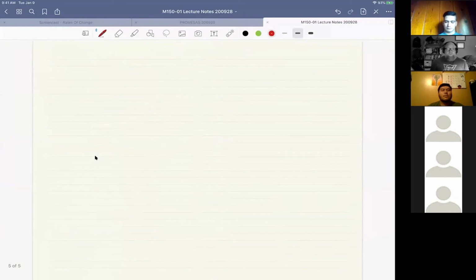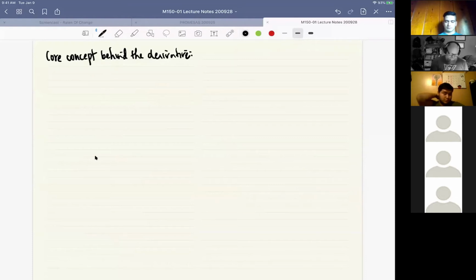So now let me show you something. So here's a core concept behind the derivative, beneath the derivative. It's a foundational concept. If you can understand this, it's going to help guide your use of the derivative almost all semester. And it's this concept of local linearity.